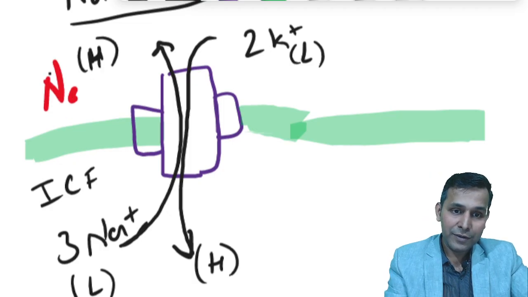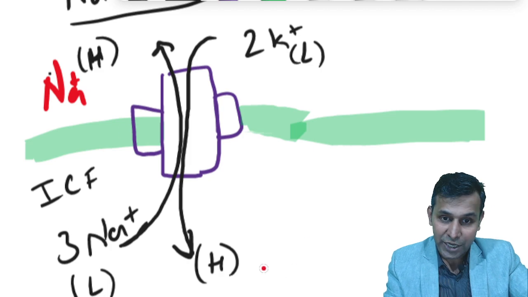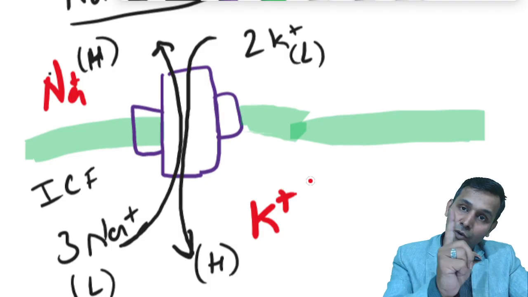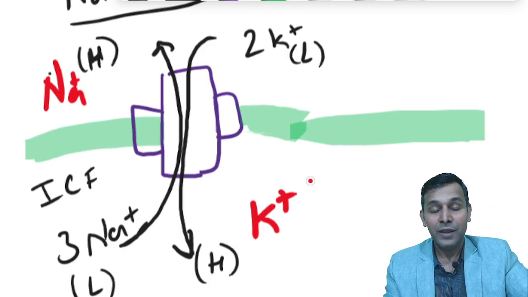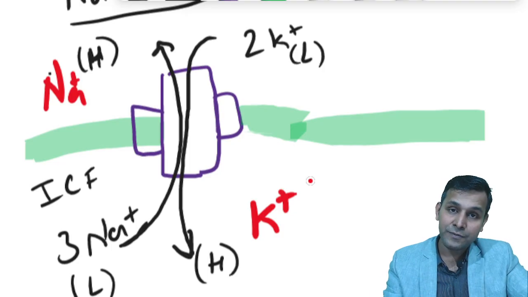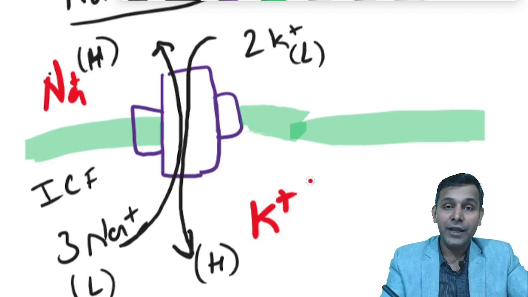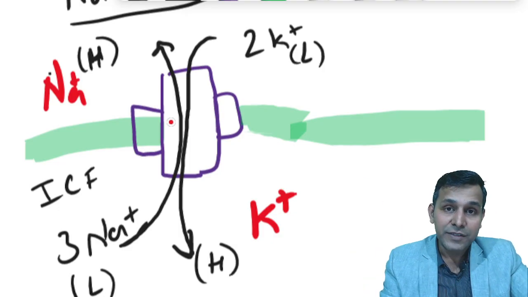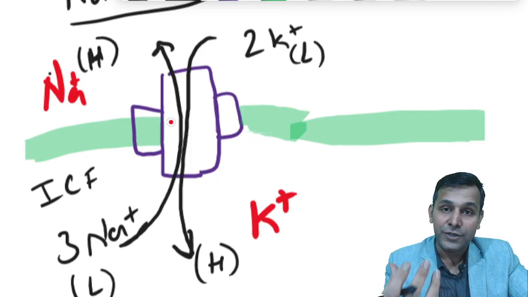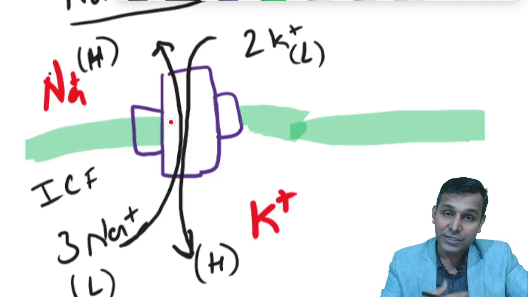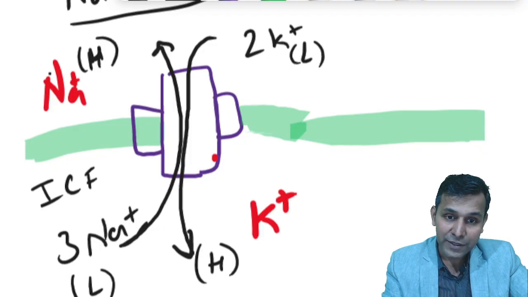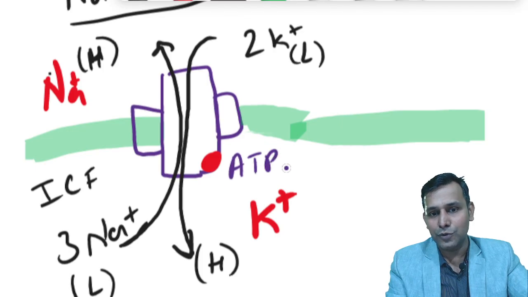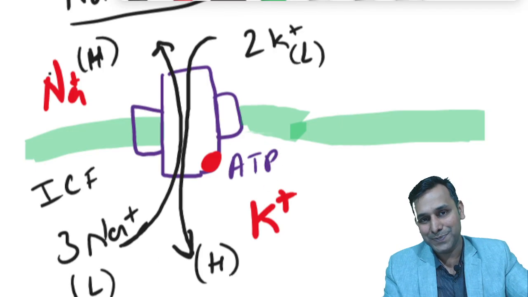So remember, the concentration gradient has not changed. Sodium is more outside and potassium is more inside. Still we are transporting sodium from inside to outside and potassium from outside to inside, because this is an active process where they are moving against the gradient. It uses ATP as a source of energy.